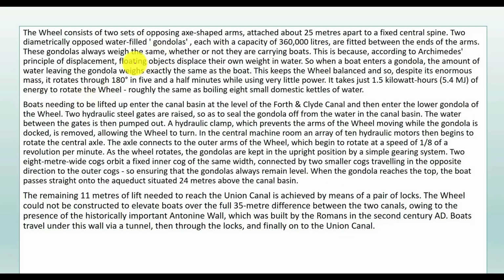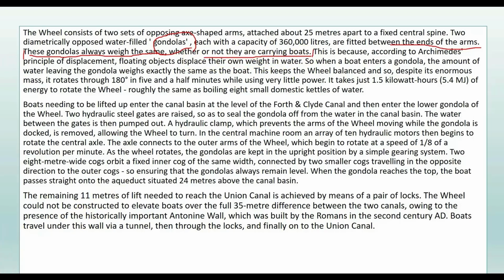Now, let's go to this slide and just look for our keyword gondolas and skim the passage. Okay, I find it and I'm going to read around it carefully. Two diametrically opposed water-filled gondolas, each with a capacity of 360,000 liters, are lifted between the ends of the arms. These gondolas always weigh the same, whether or not they are carrying boats. Okay, it's about their weight.